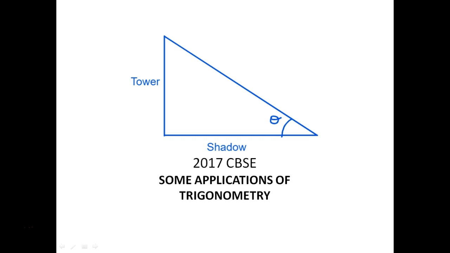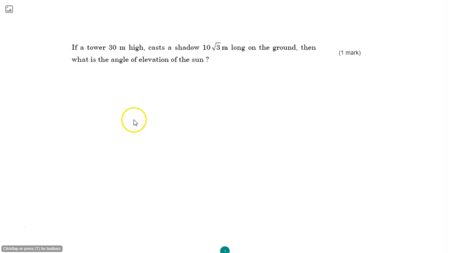In this video, we are going to solve the questions from 2017 from the lesson Some Applications of Trigonometry. The first question is for 1 mark. If a tower 30 meter high casts a shadow 10√3 meter long on the ground, what is the angle of elevation of the sun? Let's draw the figure for this question.